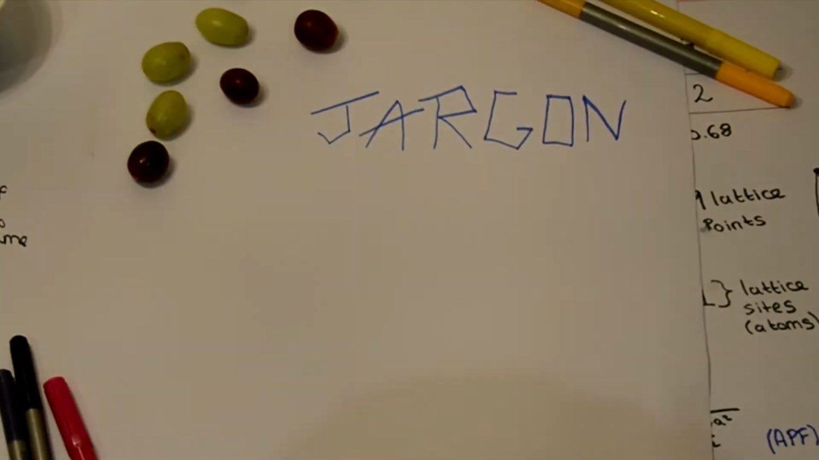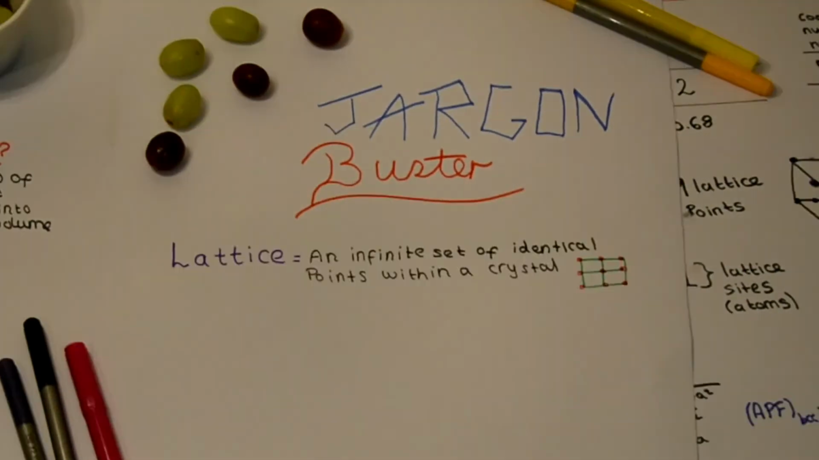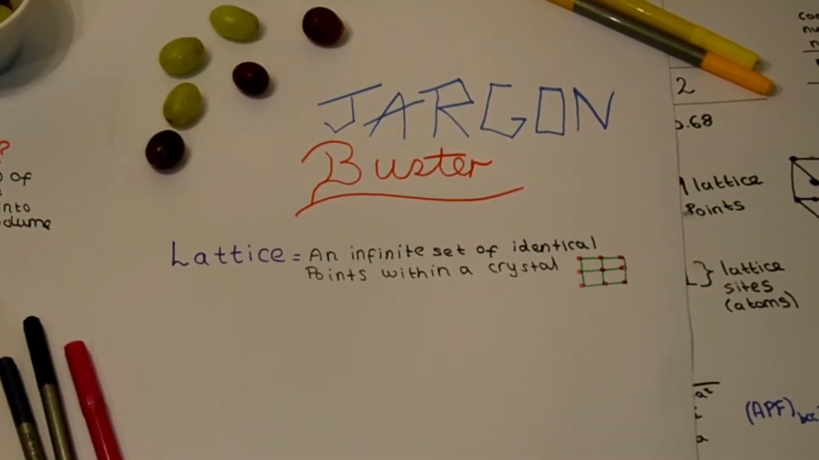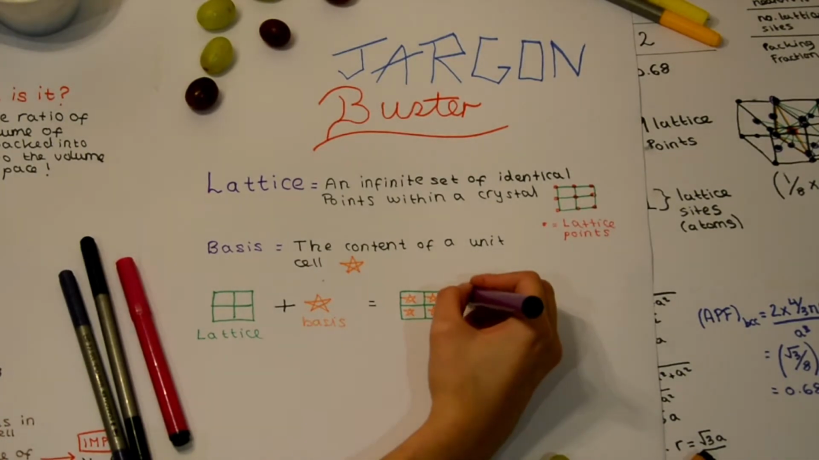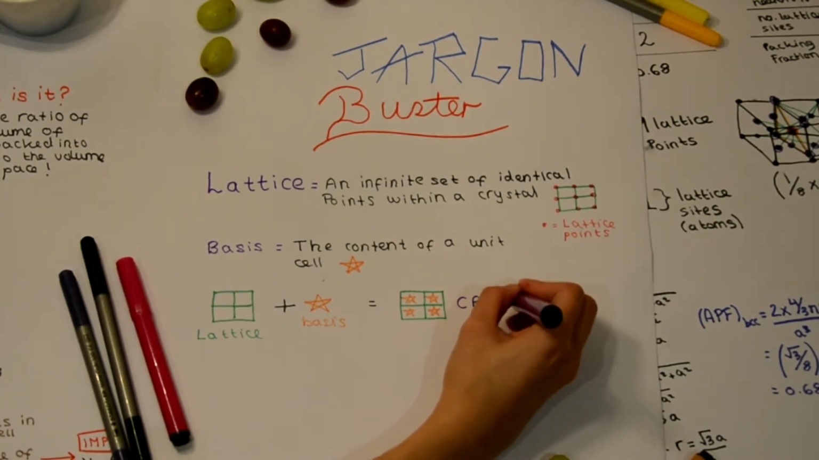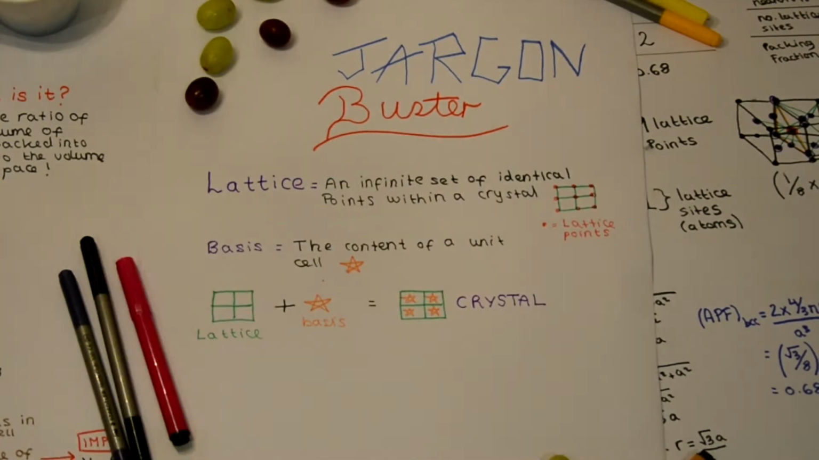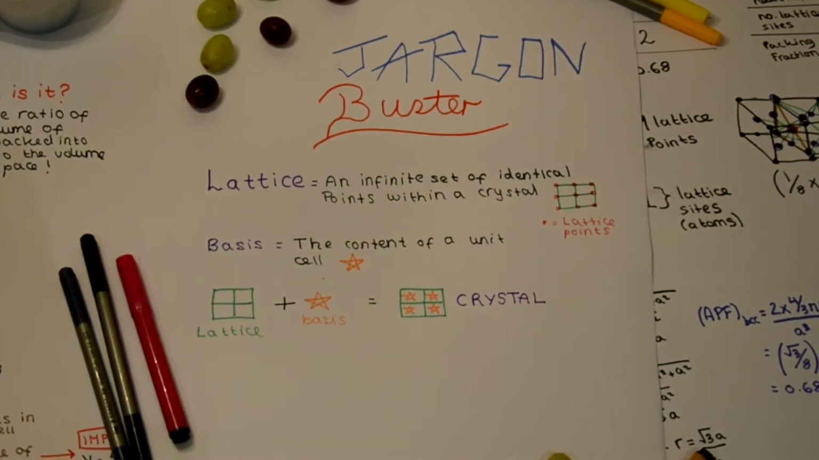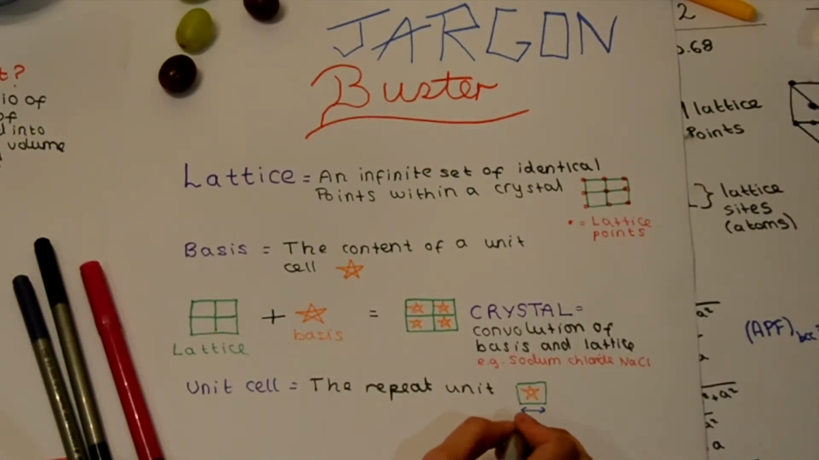There are a few terms you should know about before we get into it. A lattice. A lattice is an infinite set of identical points within a crystal. The points, in red, are lattice points. A basis, shown as stars. A basis is what's inside the unit cell. We'll get to unit cells in a second. A crystal. A crystal is a combination of a lattice and a basis. Like salt. Unit cell. Unit cell is the smallest repeat unit to make up a crystal.